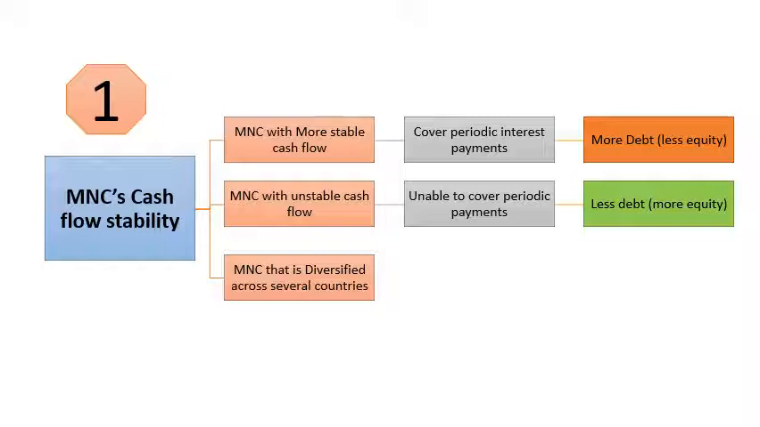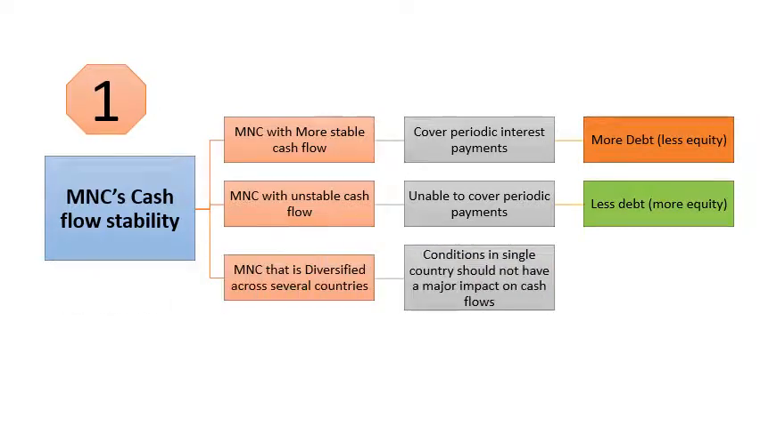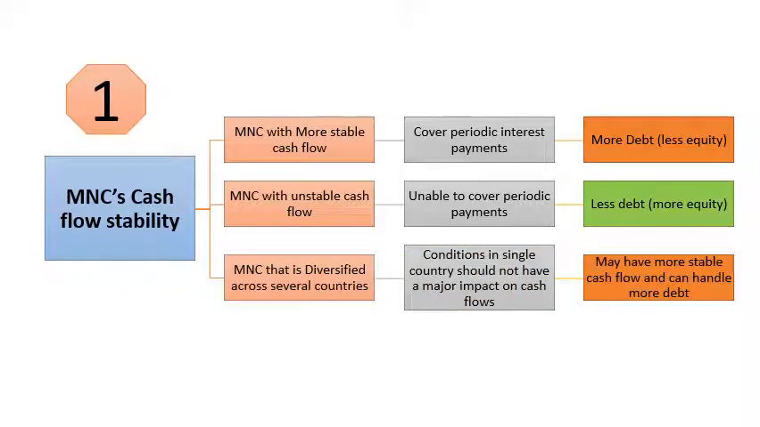If the multinational corporation is diversified across several countries, which means it has many subsidiaries in foreign countries, conditions in a single country shouldn't have a major impact on cash flow of the multinational corporations, and they may have more stable cash flow and they can handle more debt.